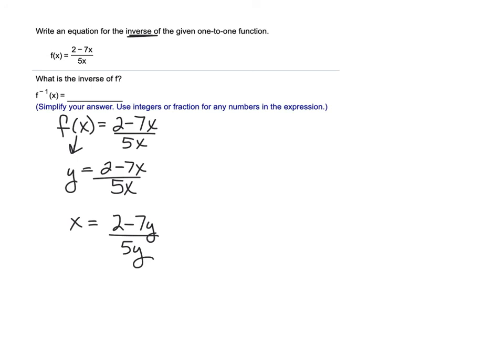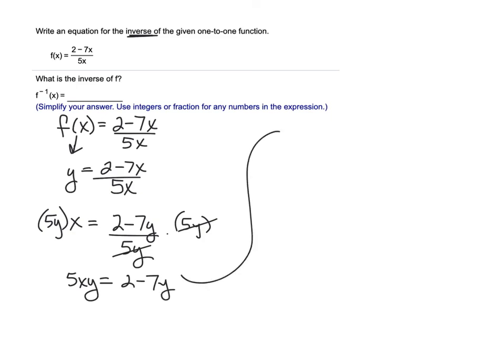This is the inverse function, but they want you to write the answer solved in terms of y equals. So we've just got to solve it for y equals. Since it's rational, these are the steps we'll take. Let's first get rid of this denominator, and you can do this, since it's an equation, by multiplying both sides by 5y. By doing that, your denominator crosses out, and we at least are not dealing with fractions anymore. That gives us 5xy equals 2 minus 7y.